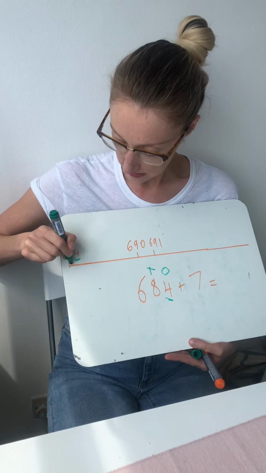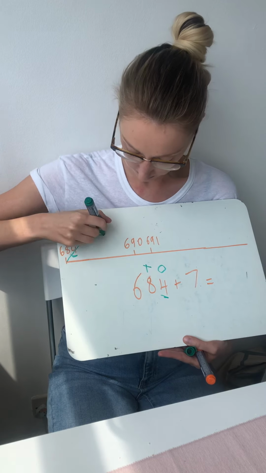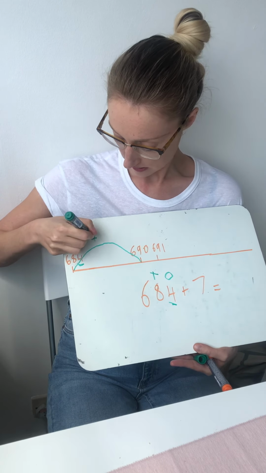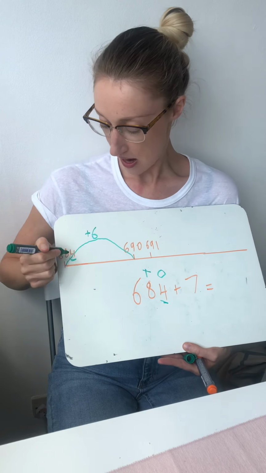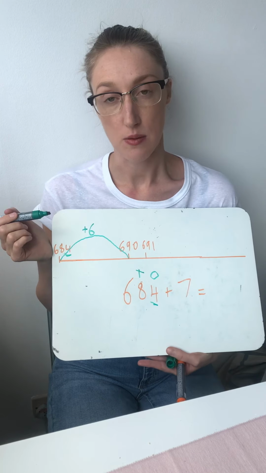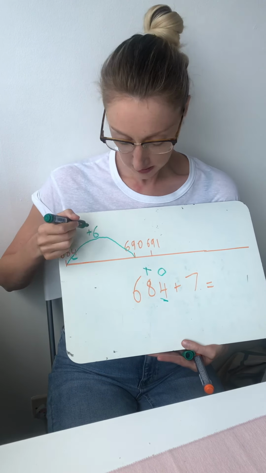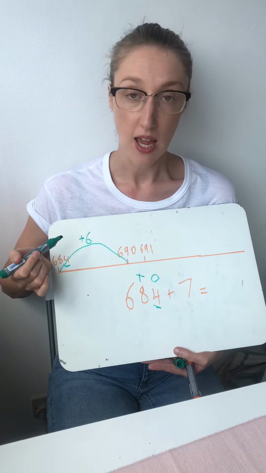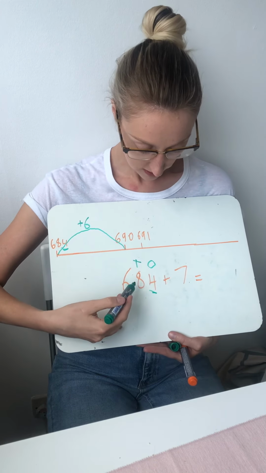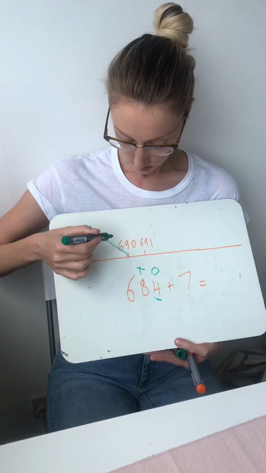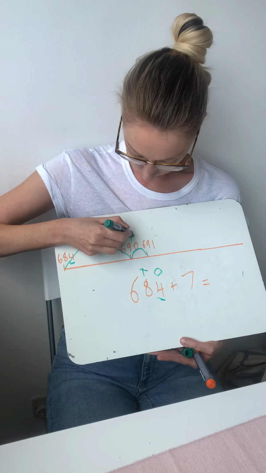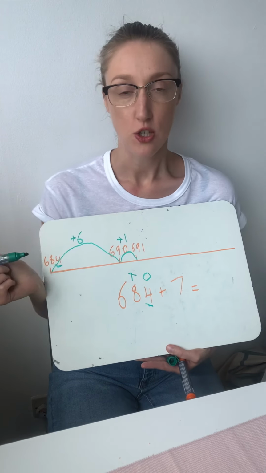So 4 add what equals 10? Well, I know that if I add 6 to 4, it will bring me to my next 10. So I'm going to add 6, and that will bring me to 690, because that's my next 10 number. So I'm adding 6 to get to 690. However, I know that I need to add another 1, because I'm not adding 6, I'm adding 7. So from 690, I'm going to add a further 1, which brings me to 691.